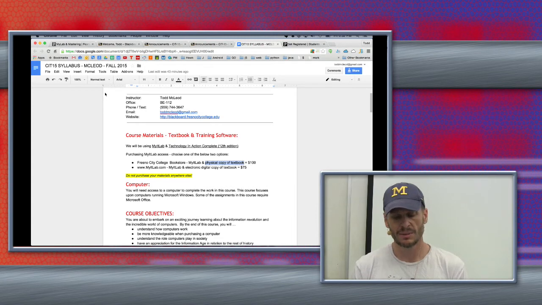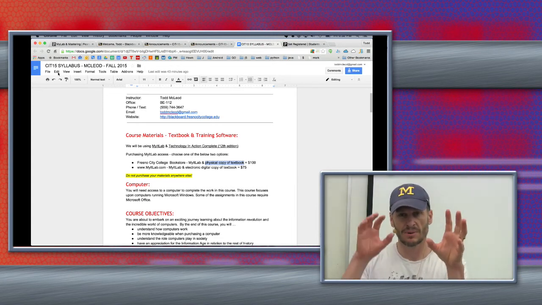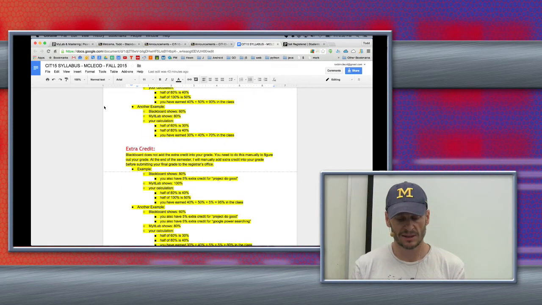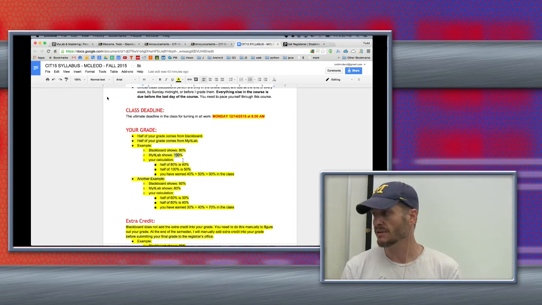So that's the main thing you need to know: Blackboard, my IT lab. Half of your grade is Blackboard, half of your grade comes from my IT lab. And if you look down on the syllabus, we even have an example there of how that works. So example one, you look at your grade in Blackboard, and it shows you have an 80%. Good job. You've been working hard. You've got most of the stuff done. You look at your grade in my IT lab, it shows that you have 100%.